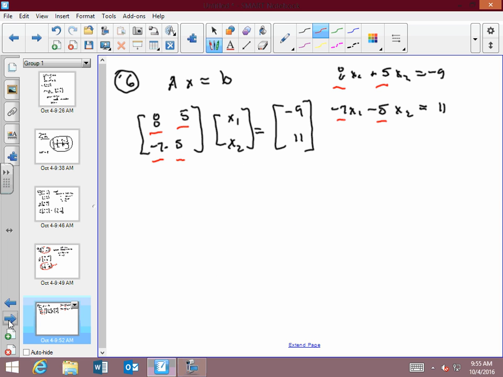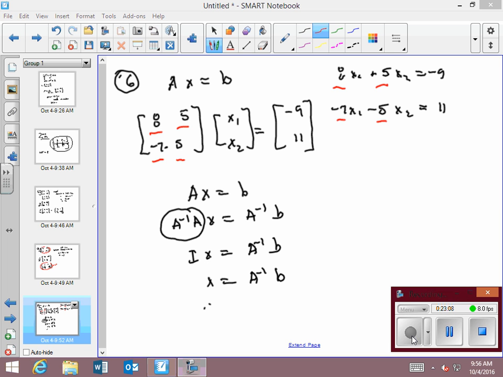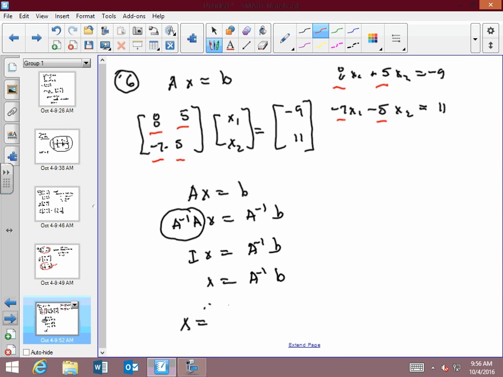So we're going to use the method of AX equals B. We're going to do A inverse AX equals A inverse B. This right here is I X. So X is equal to A inverse B, so that's how come we're going to do this way, and then we're going to do that inverse matrix. So X is going to equal, and the inverse matrix is 1, 1, minus 7 fifths, and the minus 8 fifths.